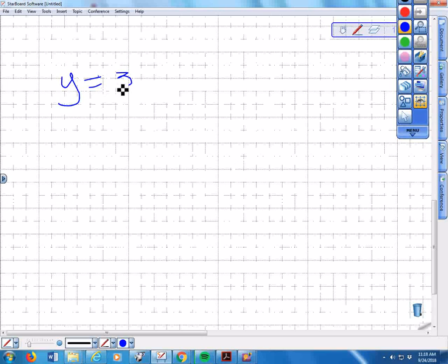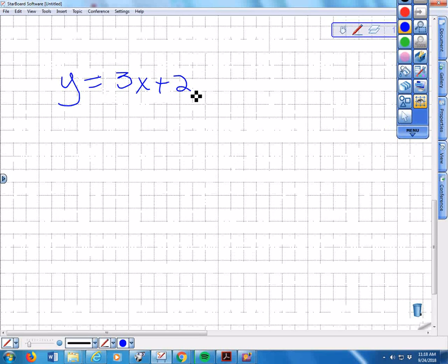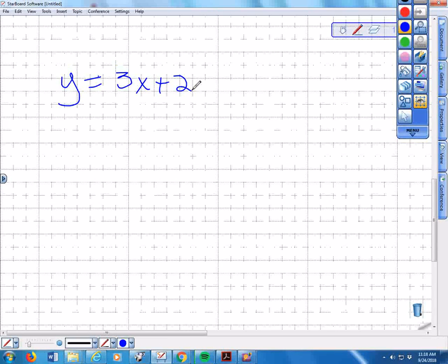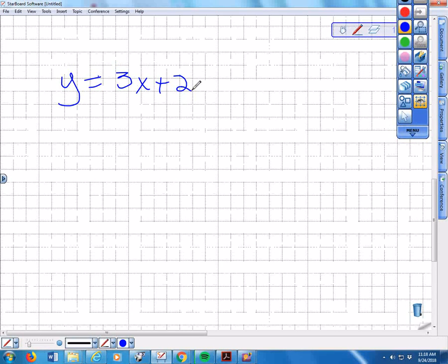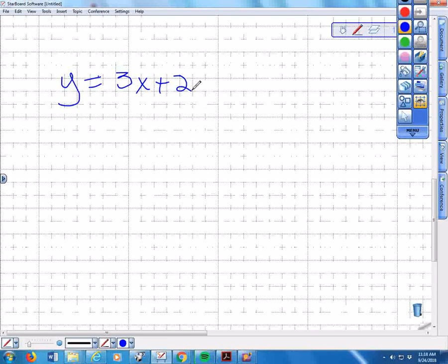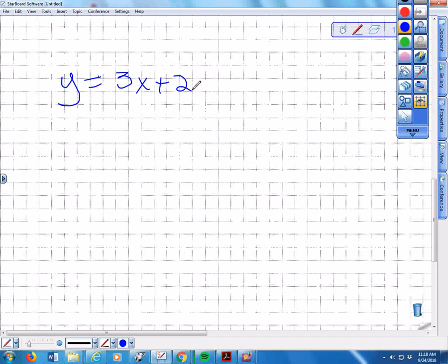If I gave you the equation y = 3x + 2, what form is this in, first of all? Slope-intercept. So what does that tell me the slope is? 3. And the intercept? And when I say intercept, is it the x or the y? Y. So this is where the line will cross the y-axis.